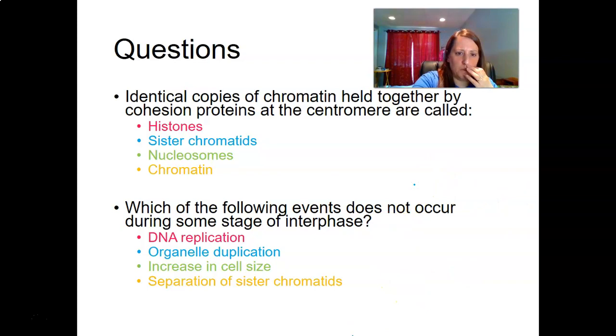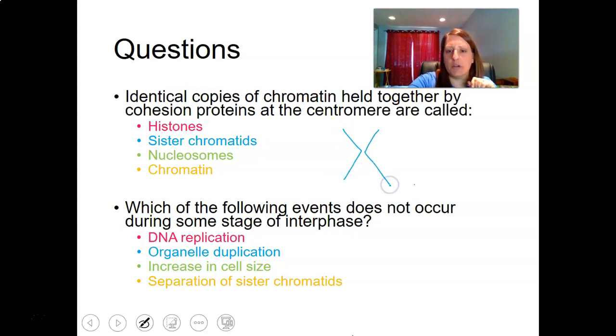Okay. So identical copies of chromatin held together by cohesin proteins at the centromere. You should automatically start to picture our X-shaped structures. Okay, and again, held together in the middle there would be the centromere, and there would be those cohesin proteins located there holding the two arms, or sister chromatids, of the dyad chromosome together. Okay, so there's your answer there in blue. Those identical copies are called sister chromatids.